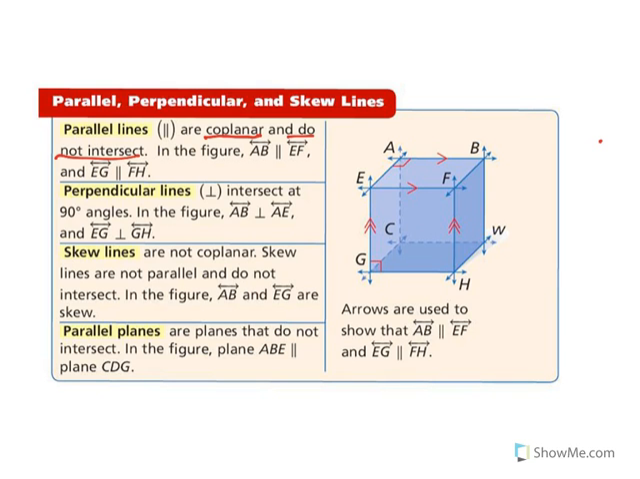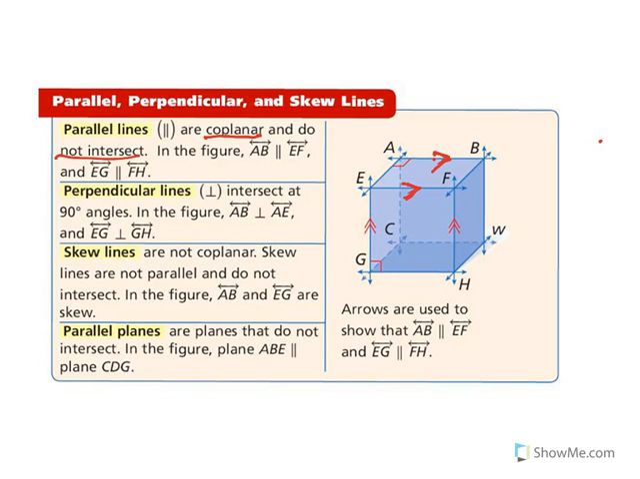So for example, AB is parallel to EF. Remember, this symbol right there means parallel. Two very straight lines close together means parallel. And when we see it on a picture, these arrows right here mean that line is parallel to that line.